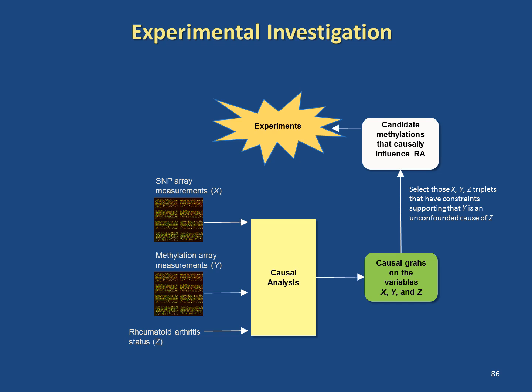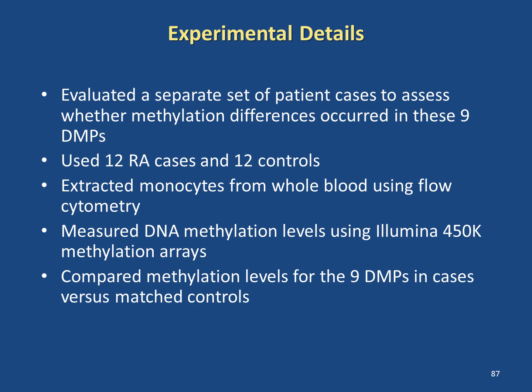So they did some experiments, basically looking at another population. They evaluated a separate set of patient cases to assess whether the methylation differences occurred in those 9 particular DMPs, differential methylation positions, that they found. They only had 12 rheumatoid arthritis cases and 12 controls, so it was pretty small.